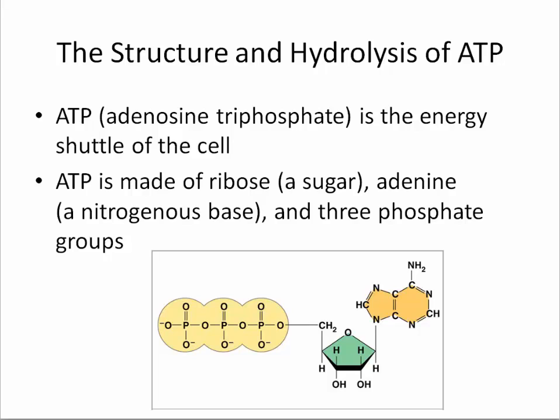ATP is adenosine triphosphate, as you remember, and it is the energy shuttle of the cell. It is made out of ribose, and we looked at this before, a hexose sugar, adenosine, adenine, which is a nitrogenous base, and 3 phosphate groups, which you see strung on the left-hand side.